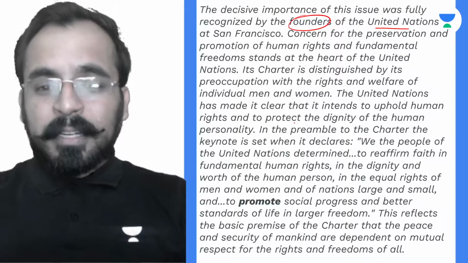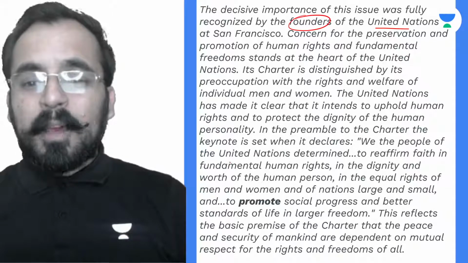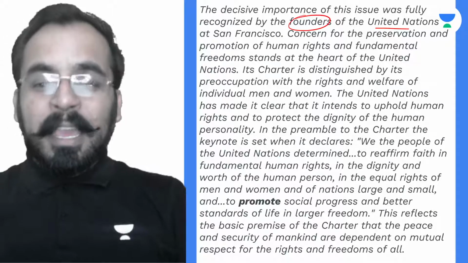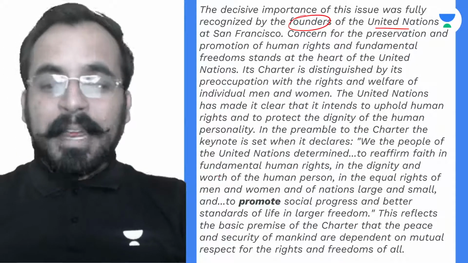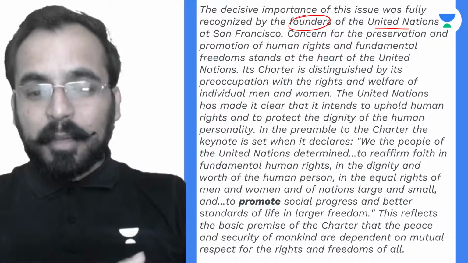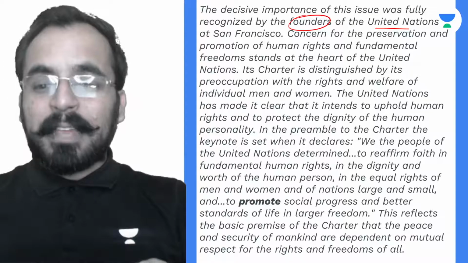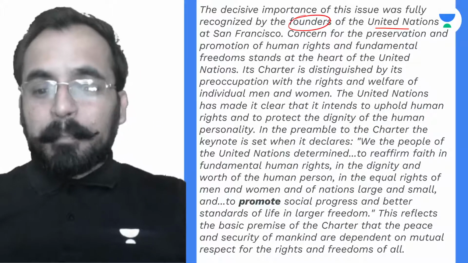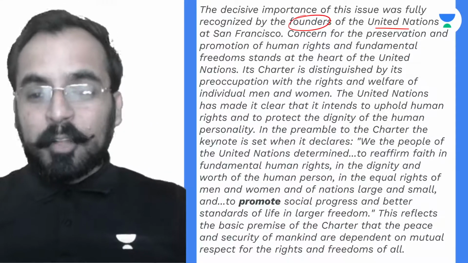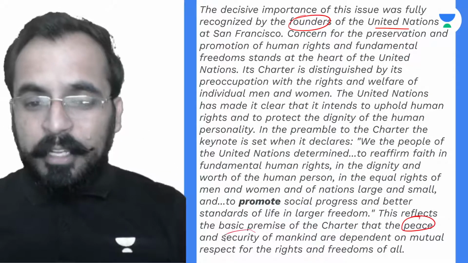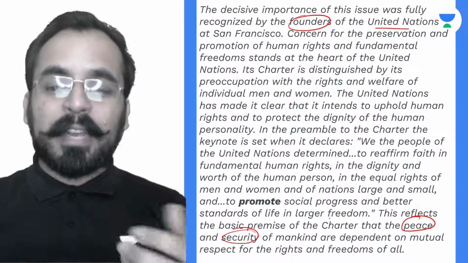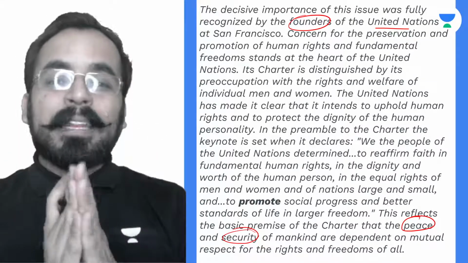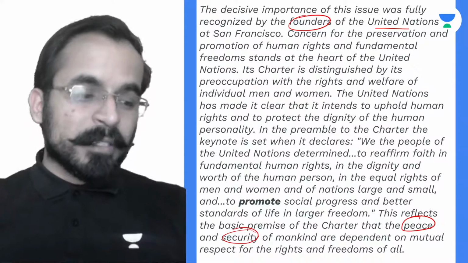In the preamble to the Charter, the keynote is set when it declares, "We, the people of the United Nations, determined to reaffirm faith in fundamental human rights, in the dignity and the worth of the human person, and in the equal rights of men and women, and of nations large and small, and to promote social progress and better standards of life in larger freedom." Basically, they are giving you the historical context of this. This reflects the basic premise of the Charter that the peace and security of mankind are dependent on mutual respect for the rights and freedoms of all. How can you ensure peace and security of mankind? You can only do that if you respect the rights and freedoms of every person.